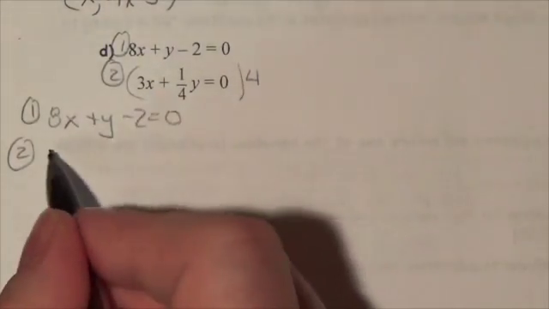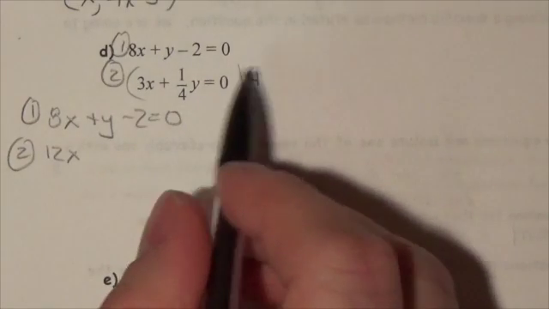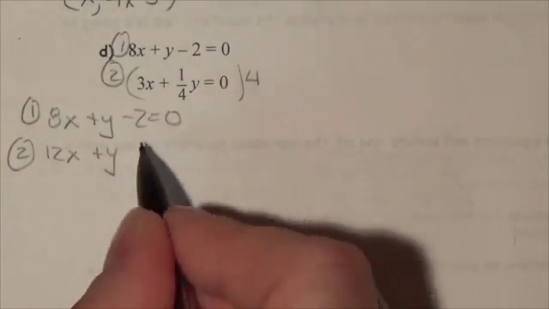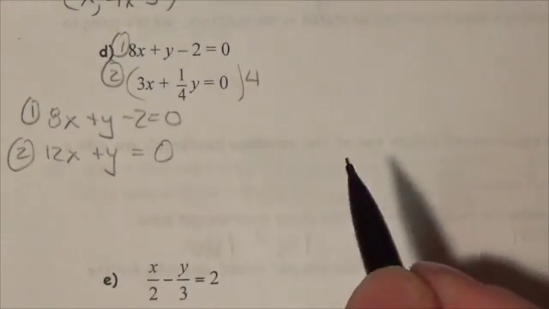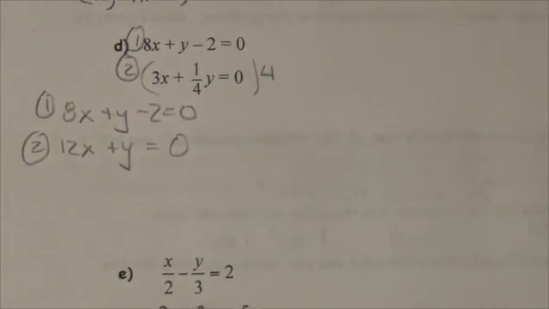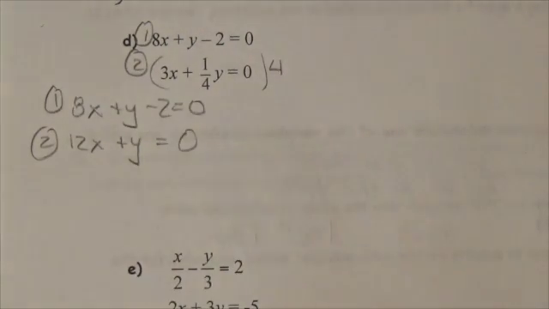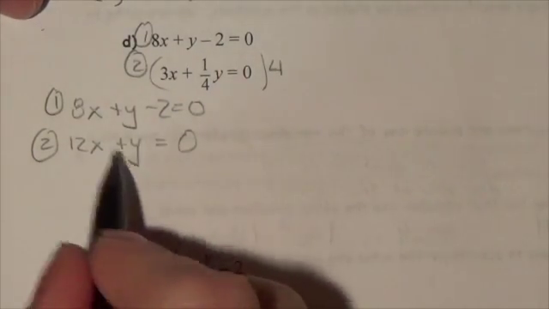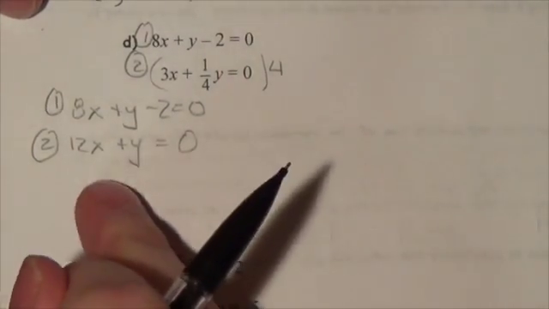So 4 times 3x, 12x. But what's beautiful about this is 4 times 1/4 y just becomes y. And 4 times 0 is 0. So now that I've taken that system and made it a little prettier for myself, well, now I'm a little bit tempted. You know what? I think what I'm going to do is isolate the y, but I'm going to isolate the y from equation 2.